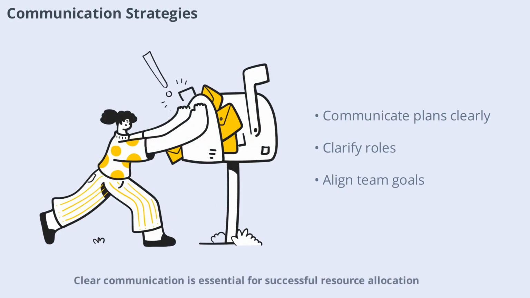Clear communication is essential for successful resource allocation. Make sure everyone understands the plan, their roles, and the reasons behind allocation decisions. Open communication reduces misunderstandings and keeps everyone aligned toward common goals.